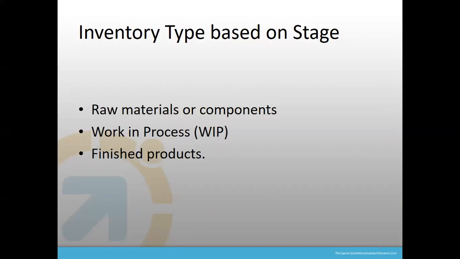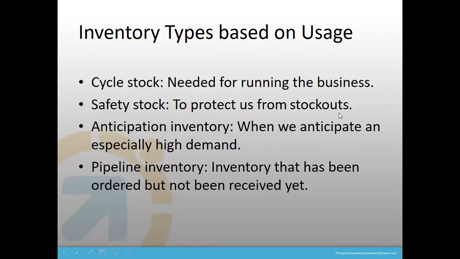We can also categorize inventory types based on usage. Cycle stock is the inventory we need for running the business. So we need these backrests, we need these seats, we need the leg assemblies in order to produce the chair, to have the finished chairs, and to sell them to the customers. Safety stock is extra stock that will protect us from stockouts. We will go to that in a moment.